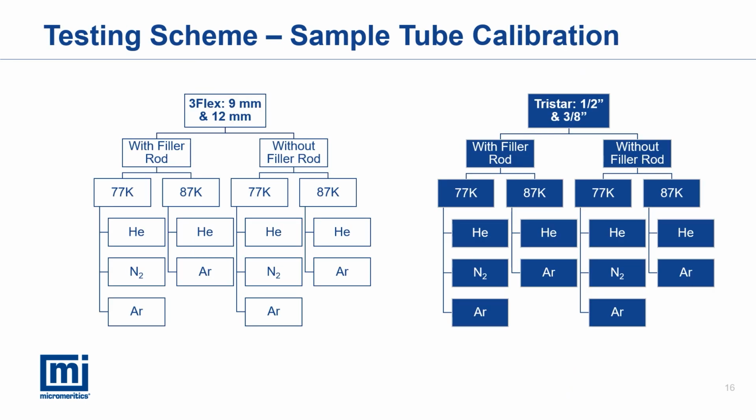To test the new software feature, empty 1/2" and 3/8" TriStar sample tubes along with 9mm and 12mm 3-flex sample tubes were calibrated with and without filler rods using helium, nitrogen, and argon gases at liquid nitrogen and liquid argon temperatures, with each condition analyzed in triplicate.